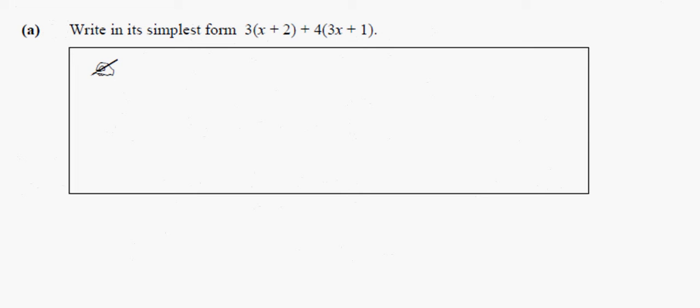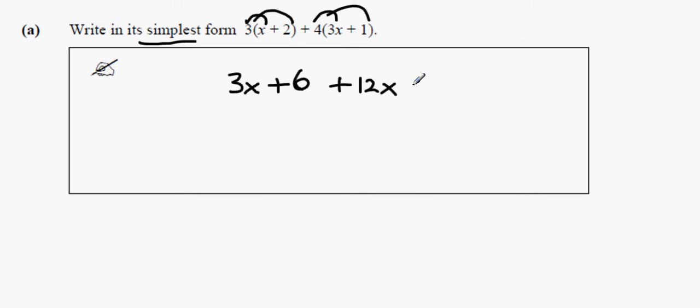Next question. Write in its simplest form. Now notice that this isn't a solved question, it's just asking you to write it out or to multiply them out. So when you multiply them out, what you're going to get is 3x plus 6 plus 12x plus 4. Then you're going to add them together, the 3x and the 12x together to get 15x. You're going to add the 6 and the 4 together to give you plus 10. So the answer is going to be 15x plus 10.